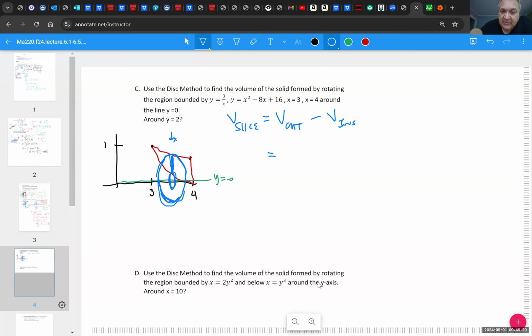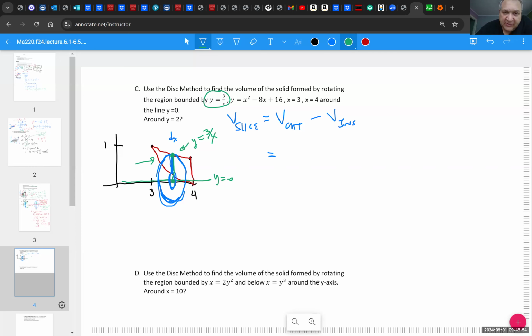So the outside has to be the big radius. The big radius goes from the axis of revolution, which is right here at the x-axis, all the way up to the top, which is this top graph. I didn't label them, unfortunately. Let me label them now. This is the 3/x graph right here, and the curvy one down here was the parabola.